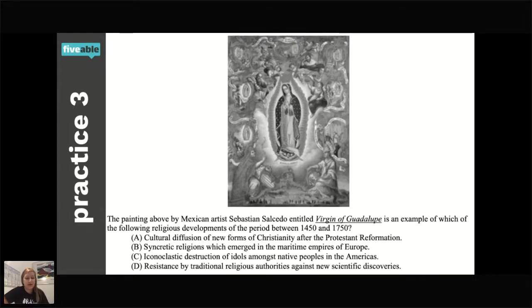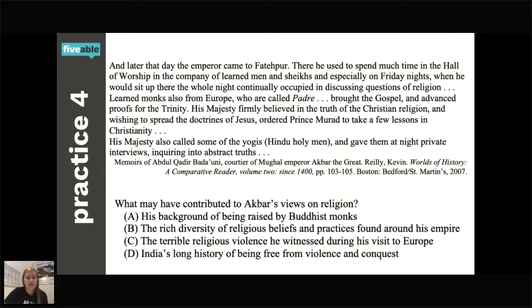Number 3, B, syncretic religions which emerged in the maritime empires of Europe. Last multiple choice. Here we go, number 4. Here is an excerpt. This is from the memoirs of a courtier of the Mughal Emperor Akbar the Great. Remember, he was the outlier for us.